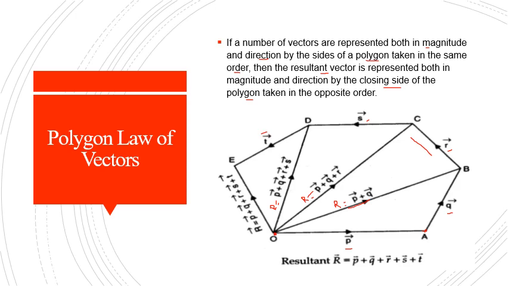So this will be the closing side of the polygon. Do you understand now? I am reading the statement again. If a number of vectors are represented both in magnitude and direction by the sides of a polygon taken in the same order, then the resultant vector is represented both in magnitude and direction by the closing side of the polygon taken in the opposite order. See, this is your polygon law of vectors, students.